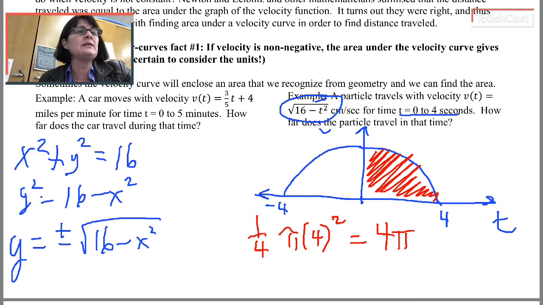I'm going to think about the units. I had centimeters per second times seconds. So my distance units are centimeters. So 4 pi centimeters is the distance traveled.